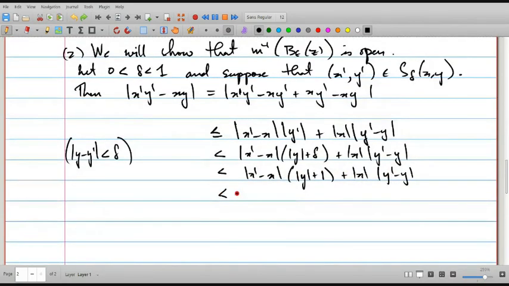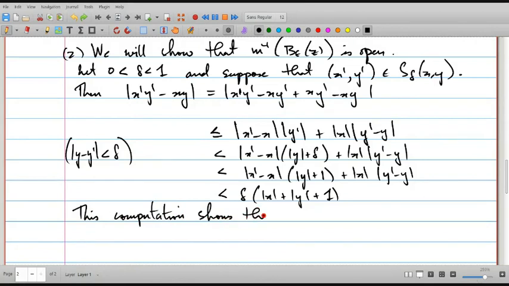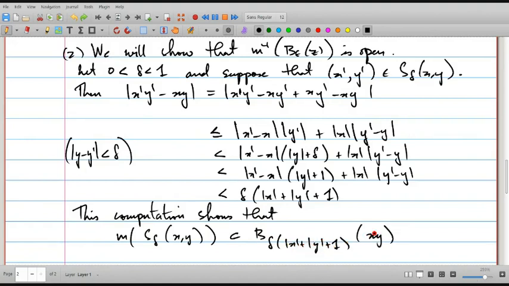And this is strictly less than delta into mod x plus mod y plus 1. So this computation shows that the image of S delta xy is contained in the ball of delta S of xy.